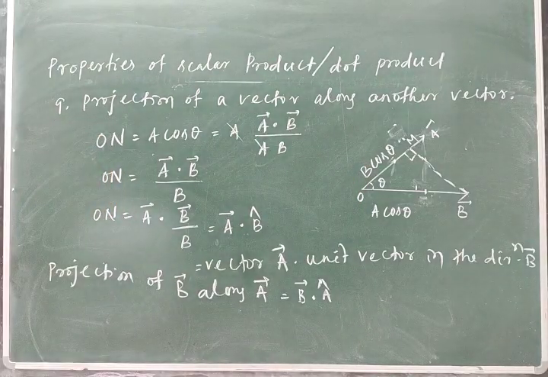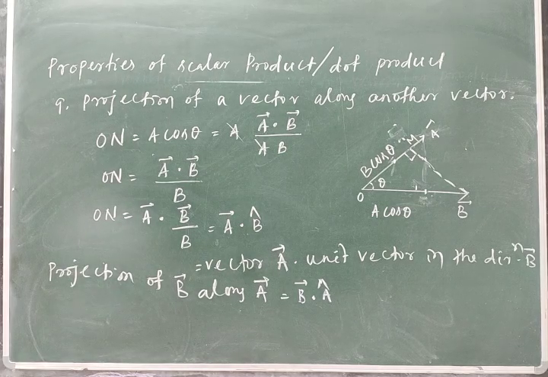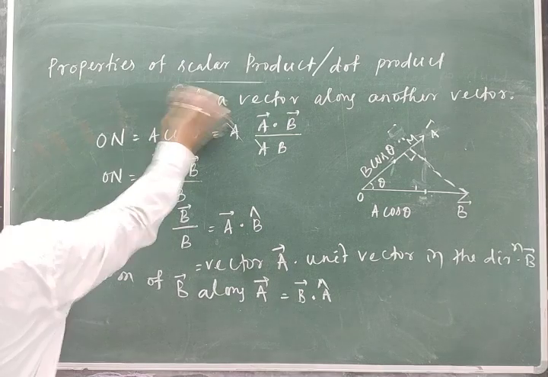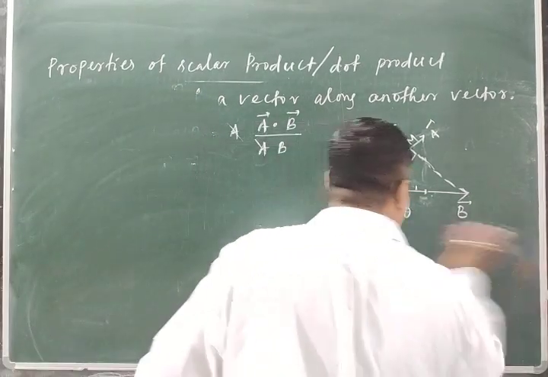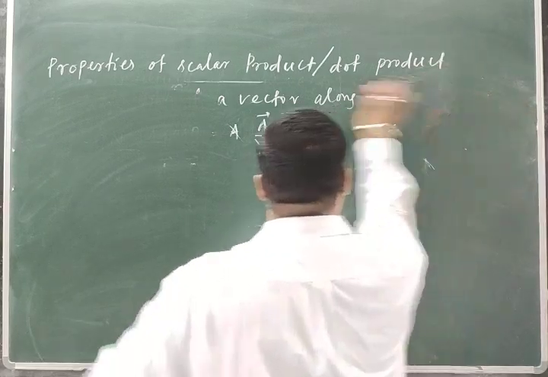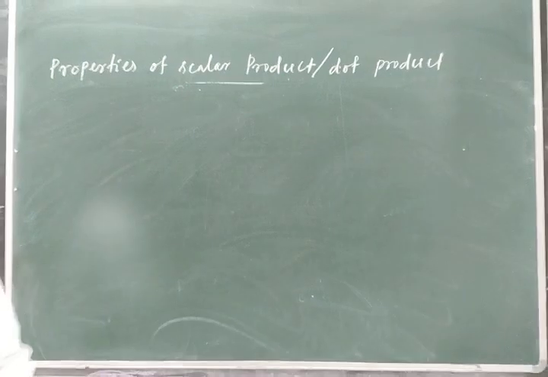Clear? Then, if I ask you, what is the vector component of B along the direction of A? What is the vector component of B along the direction of A?